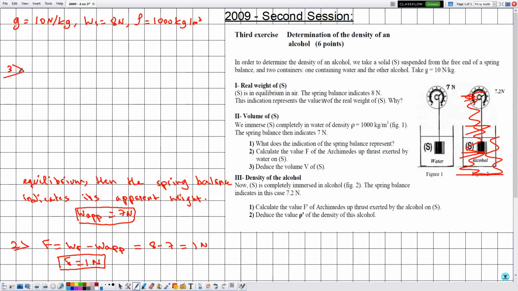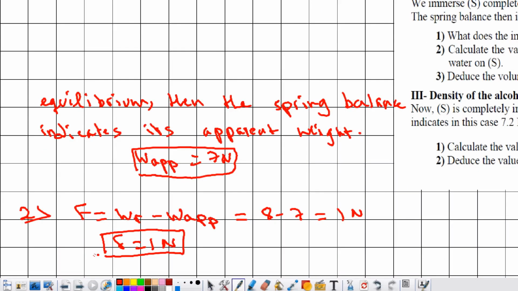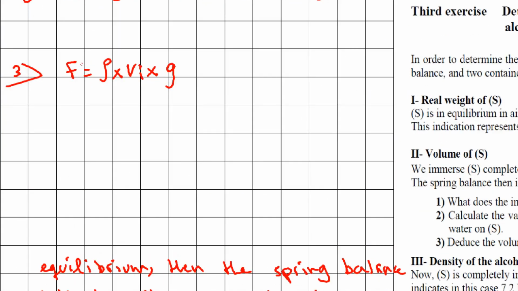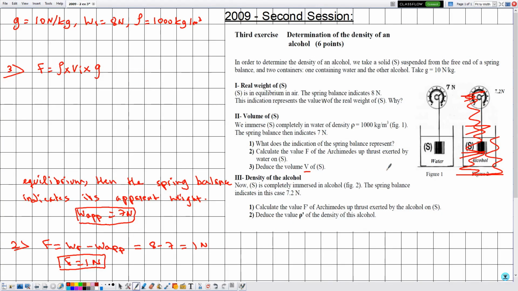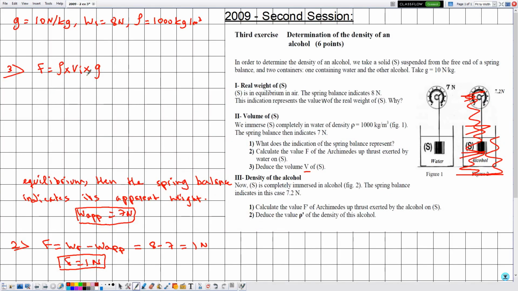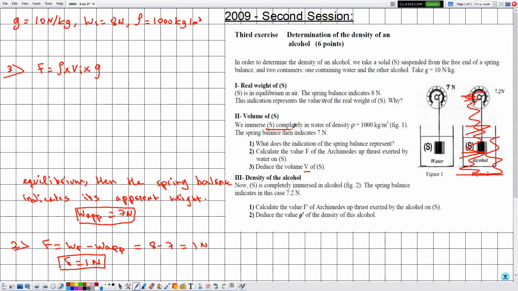By deduce it means that we need to use the part just before. In part 2 we have determined the value of F, and we are interested in determining the volume. So F and the volume are related via the following formula: F is equal to the density of the liquid, which is in this case the density of water, multiplied by the immersed volume of the solid S multiplied by the value of g. So knowing that this is the immersed volume, and the volume that we are interested in calculating is the volume V of S, actually V_i is equal to V, because, as they mentioned, and this is very important, S is completely immersed in water.